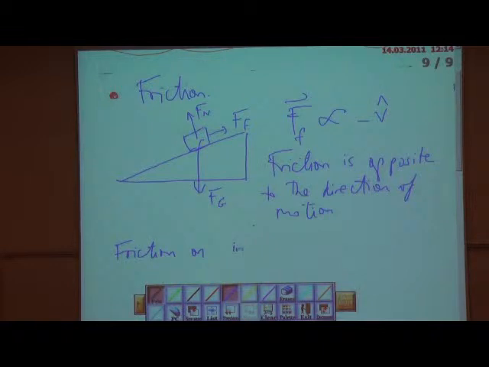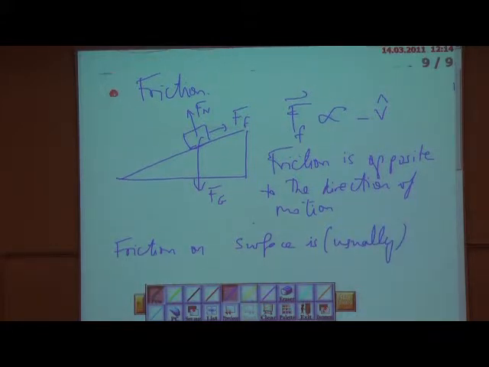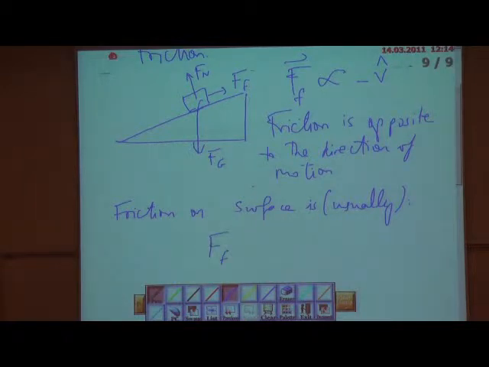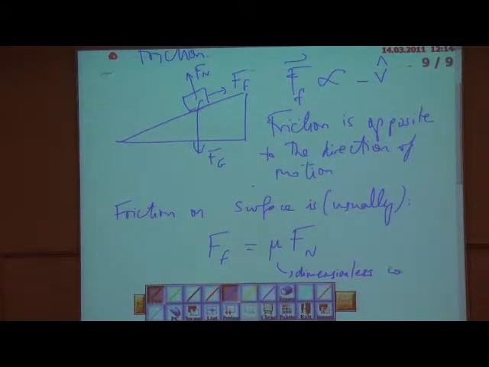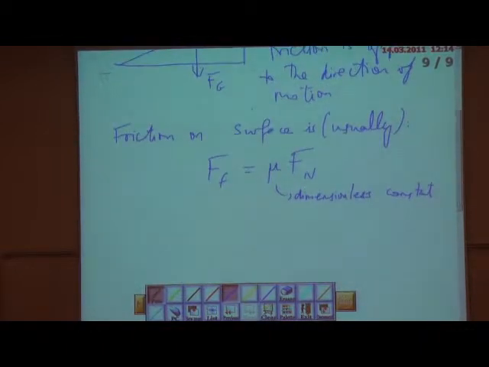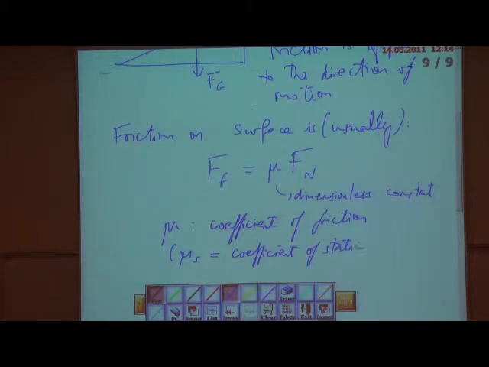Friction on surface is usually, not always, the magnitude of friction force is proportional to the normal force with some dimensionless constant. It's called the coefficient of friction. Sometimes you have μs, coefficient of static friction.